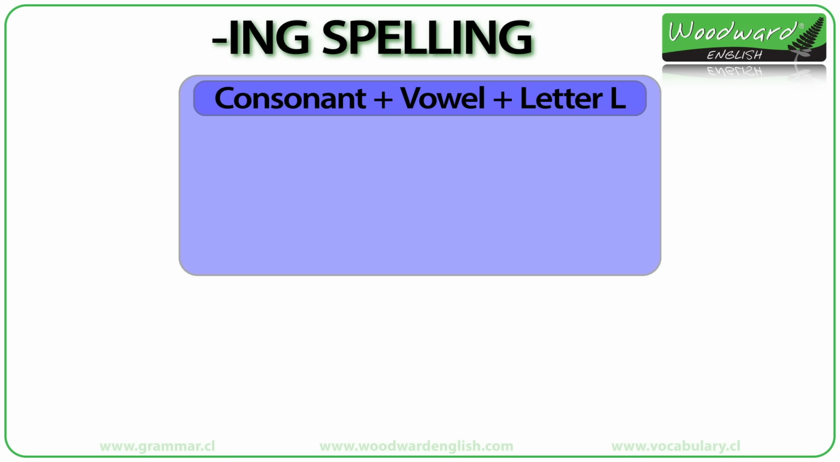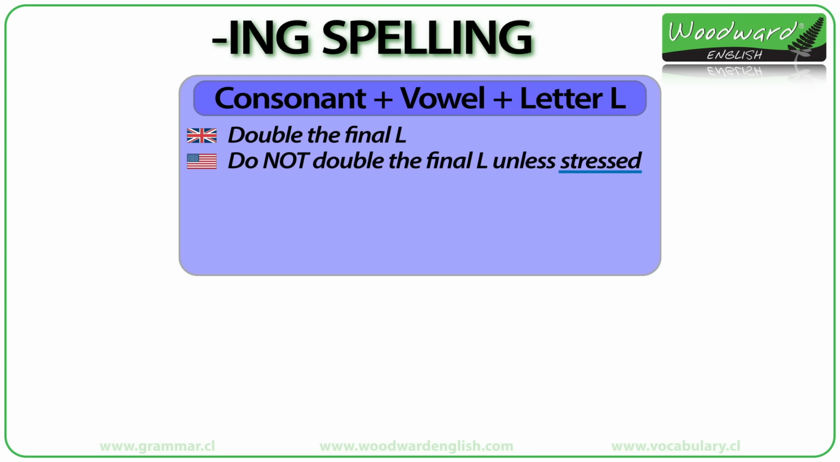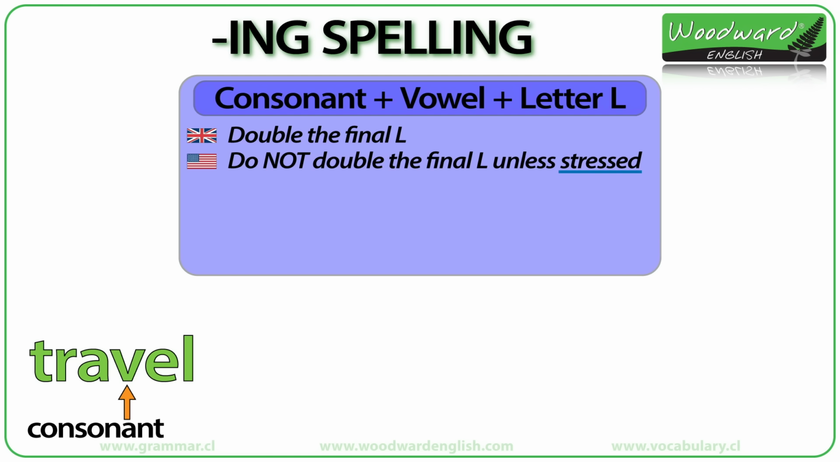Verbs ending in consonant plus vowel plus L. There are two ways of spelling a verb ending in a consonant plus vowel plus L. In British English, you double the final L. In American English, you do not double the final L unless it is stressed. For example, the verb travel. Travel is a verb that ends in a consonant, V, a vowel, E, and the consonant L.